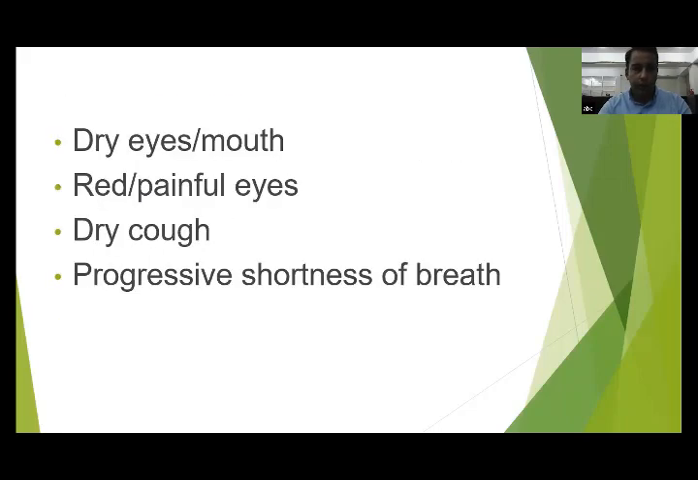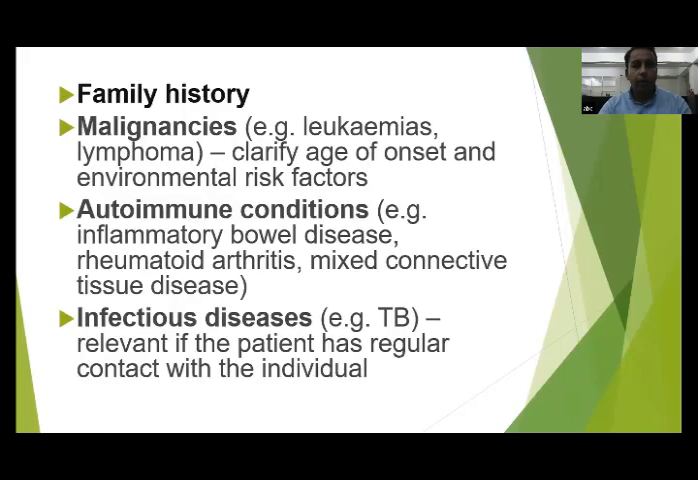Same repetition. Sorry, family history. Some important malignancies, some leukemias, lymphomas, even some solid or organ malignancies, ovarian cancer, they run in families. Autoimmune disorders such as IBD and rheumatoid arthritis. Take a proper family history. Family history of tuberculosis is very important.